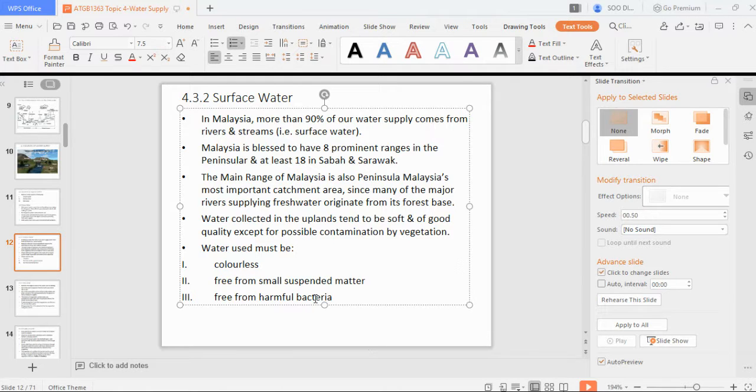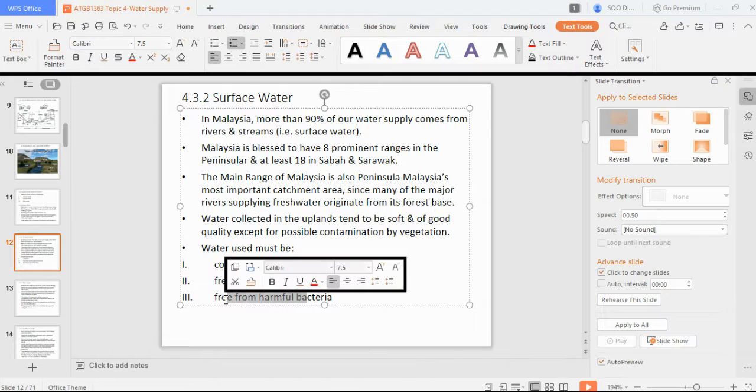Before water is supplied to us consumers in a house, the water authority or the company that is handling the filtration or the supply of this water needs to ensure that these three criteria are fulfilled. So the water must not have any color. There's no organic matter in the water they are supplying. So there's no wood, no vegetation, no sand, and finally no harmful bacteria.